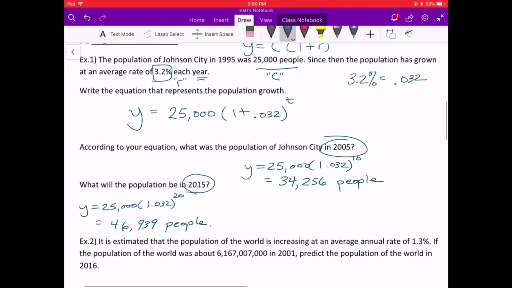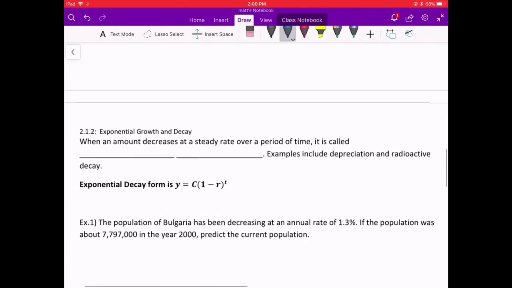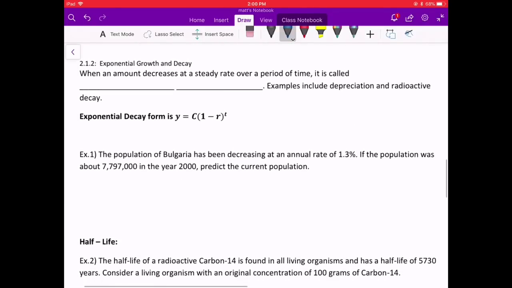Okay, let's try another scenario here. And this time I want to run into what it looks like for decay. All right, so decay is the similar model, but instead of 1 plus the rate, it's actually going to be 1 minus the rate, because we need to make sure that we're getting smaller. So when an amount decreases steadily over time, that would be exponential decay. And decay, disappear, decrease, all those words are related.